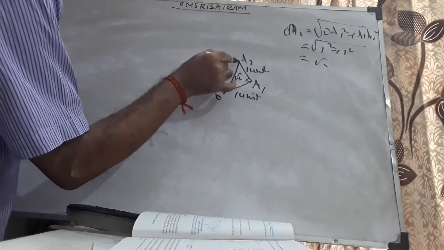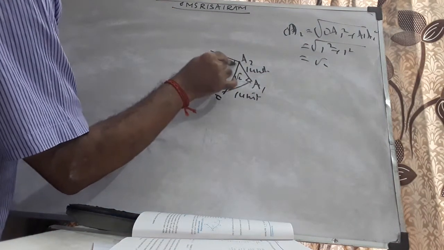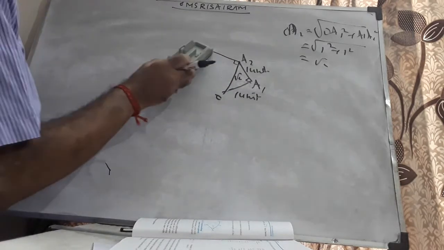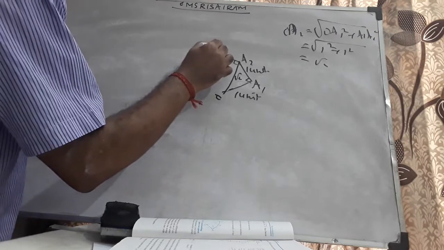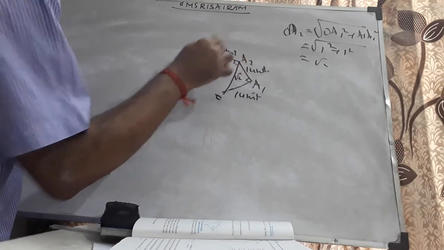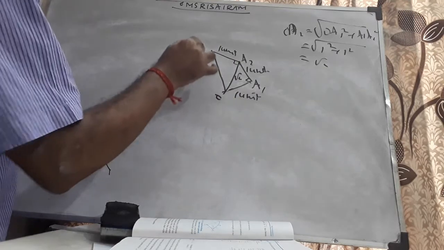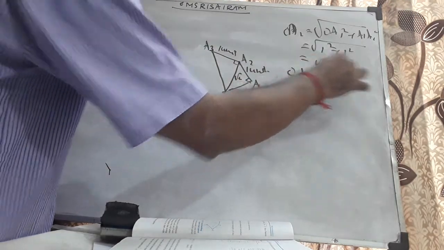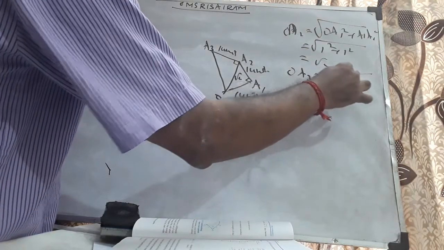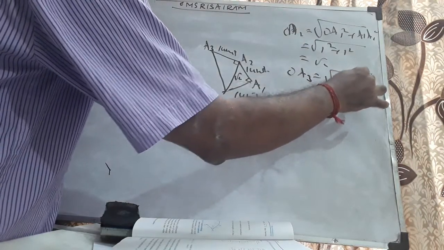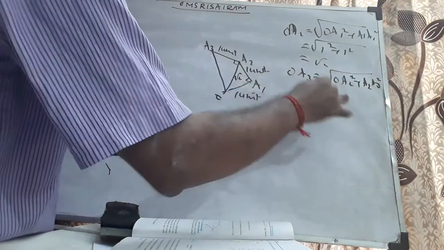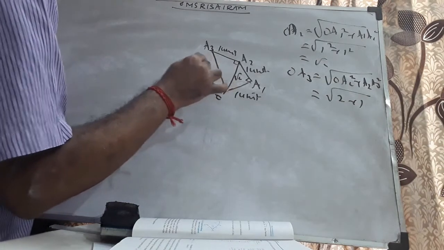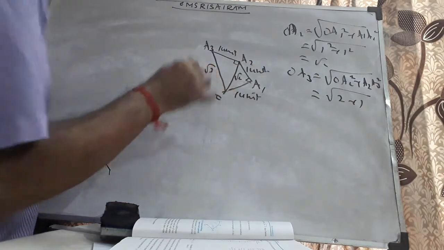Now, I'll represent again A2, A3 perpendicular to this, 1 unit. Uniformly, you take it as 1 centimeter, whatever it may be, doesn't matter. I call it 1 unit. Just draw A2, A3. Therefore, I can think about OA3, which is root of OA2 square plus A2 A3 square, which is root 2 whole square, that is 2, plus 1. This will be root 3.